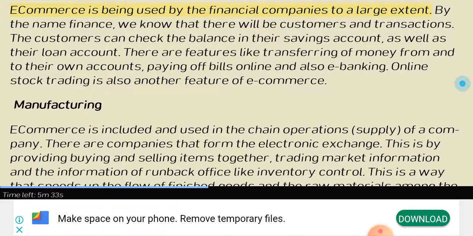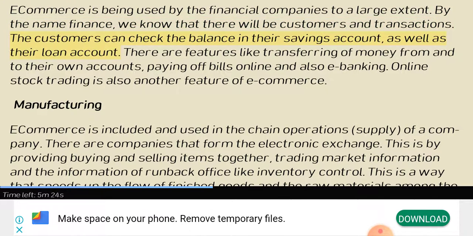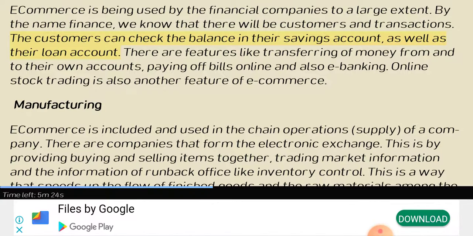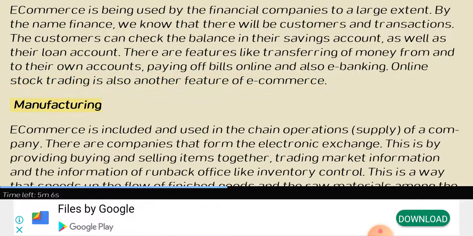Finance. E-commerce is being used by financial companies to a large extent. By the name finance, we know that there will be customers and transactions. The customers can check the balance in their savings account, as well as their loan account. There are features like transferring money from and to their own accounts, paying off bills online, and also e-banking. Online stock trading is also another feature of e-commerce.